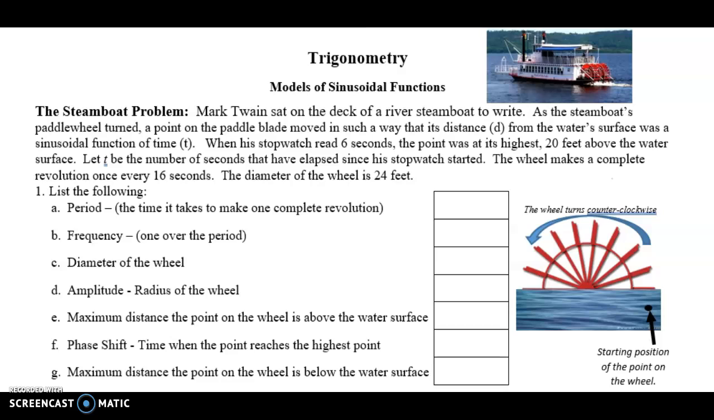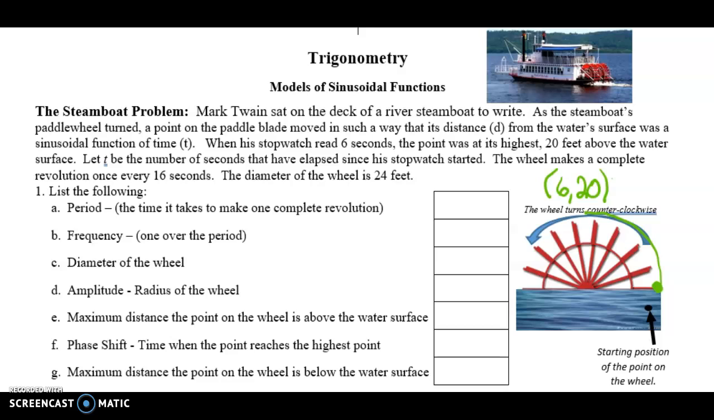It says Mark Twain sat on the deck of a riverboat to write. As the steamboat's paddle wheel turned, a point on the paddle wheel blade moved in such a way that its distance, d, from the water's surface was a sinusoidal function of time, t. When his stopwatch read 6 seconds, the point was at its highest, 20 feet above the water. So this point comes out of the water and moves up to the top. It takes 6 seconds to get to the top, and it's at its highest, which is 20 feet. So the coordinate is (6, 20).